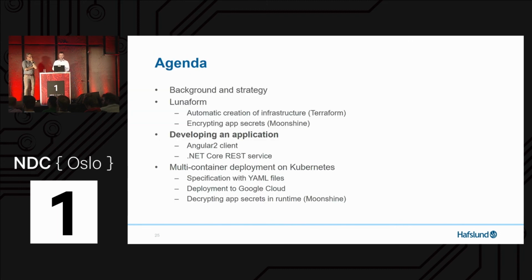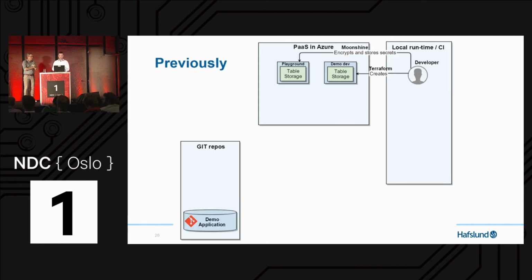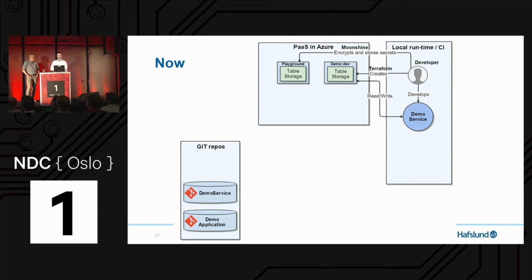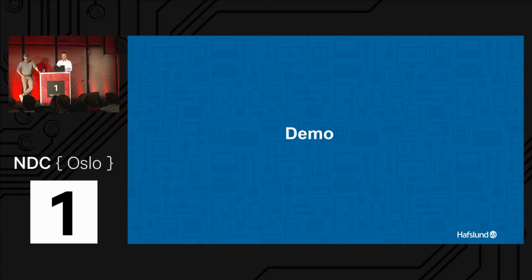Okay, so now we have our development infrastructure ready to go. It has been created. We have a storage account. We can start actually persisting some data. So this is what we had. This is where we left off. And this is where we want to get now. So now we want to start developing a demo service, which has its own repository down here. And we want to read and write to our created table storage account, or storage account if you want, because you can store many different implementations there. So we'll just jump right into it.